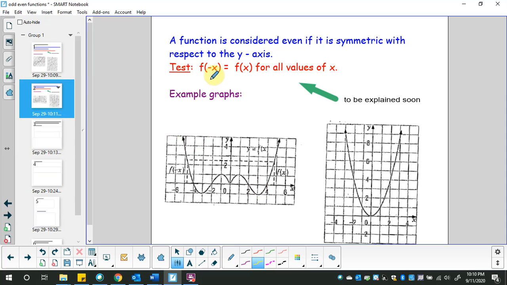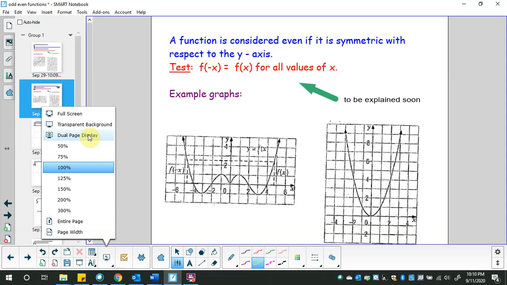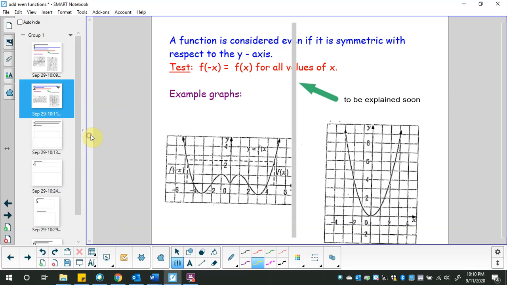Now I want to do a little flip. Actually, let's see if I can do this. I'm going to try the dual page display and see what happens here.